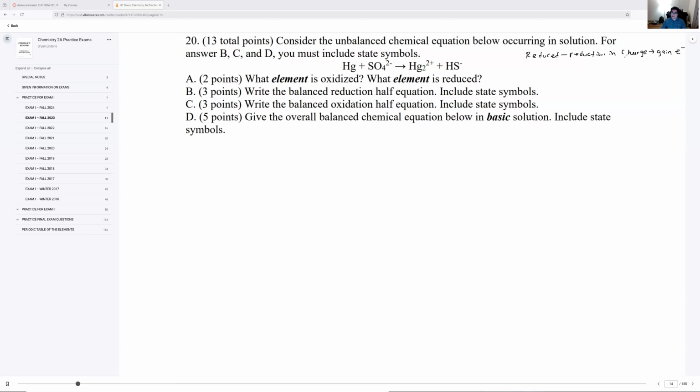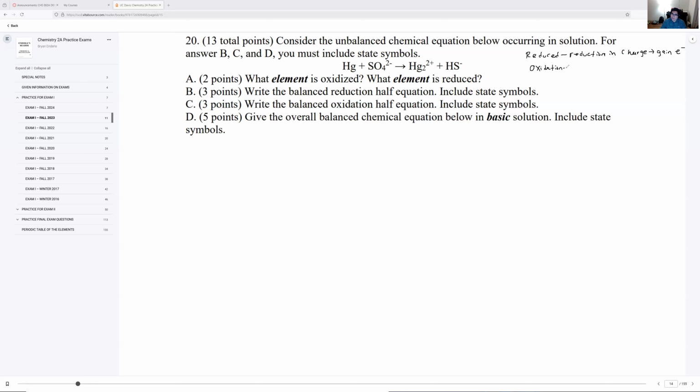So you go down in number, right? In charge, you gain electrons because electrons are negative. You're adding negative charge, right? Which is a reduction in charge. Not in magnitude, but in number. So reduced is a reduction in charge. You're gaining electrons.